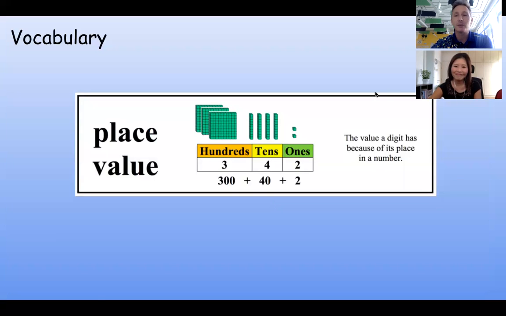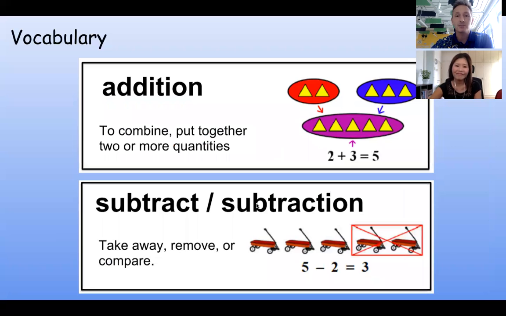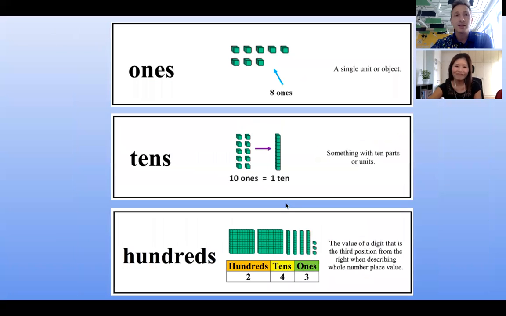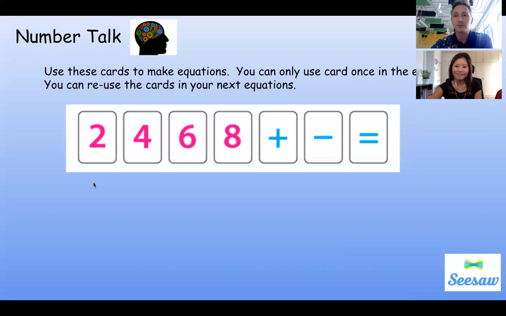With our vocabulary words, we have the word place value, which is very important in decomposing and also using your base 10 blocks. So those hundreds, tens, and ones, very, very important. And we have addition, we've talked about subtraction, and we have our ones, tens, and hundreds vocabulary words.